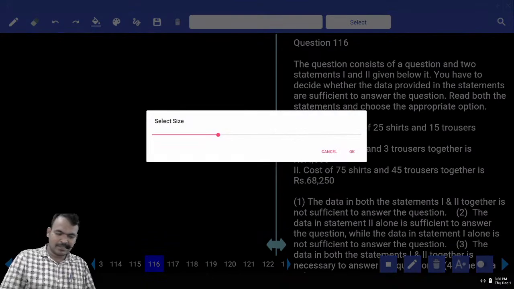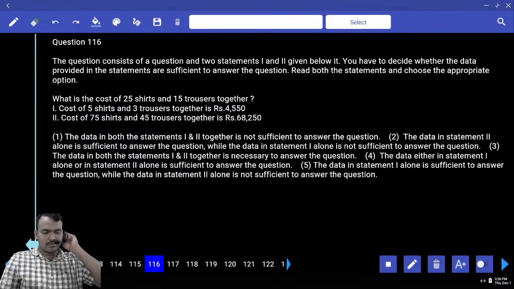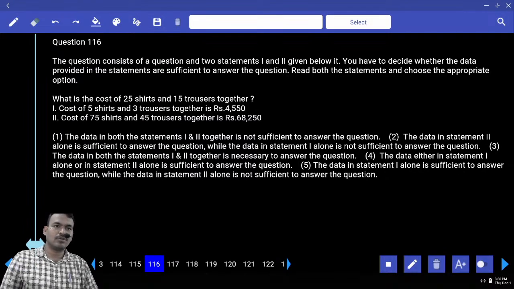116, data sufficiency. What is the first one? What is the cost of 25 shirts and 15 trousers together? We required the cost of 25 shirts and 15 trousers together. What is the first statement?